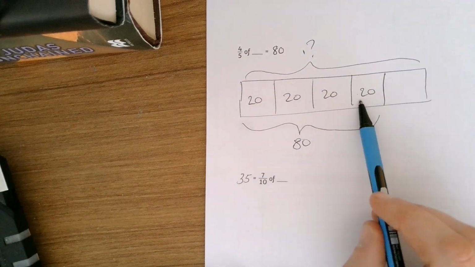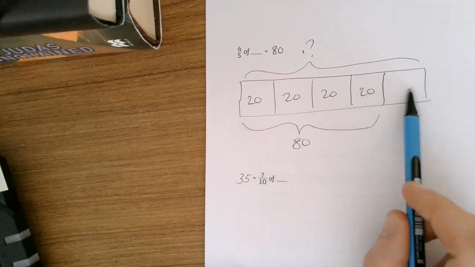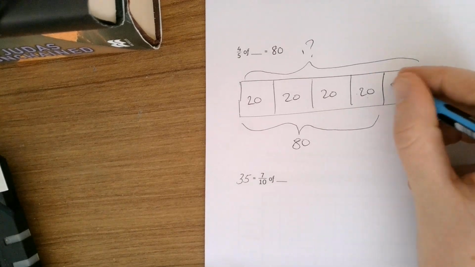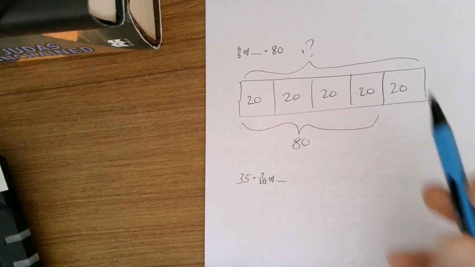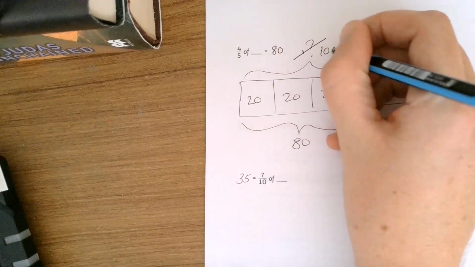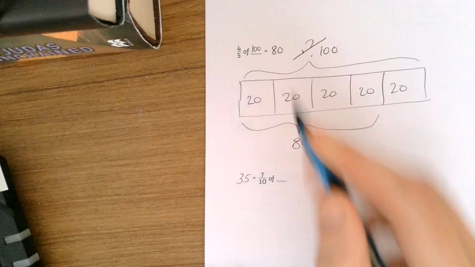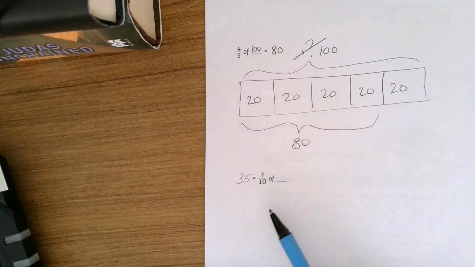Well, if they're all 20s, if all those fifths are 20, then this one must also be 20. So 20, 40, 60, 80, 100. So it's no longer unknown. It's 100. I can squeeze it in there as well. And we got it.